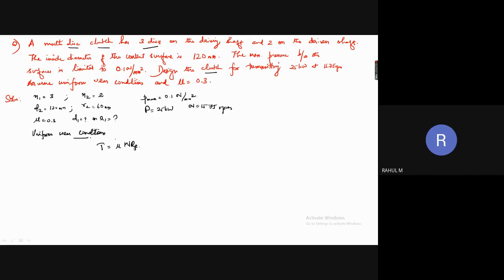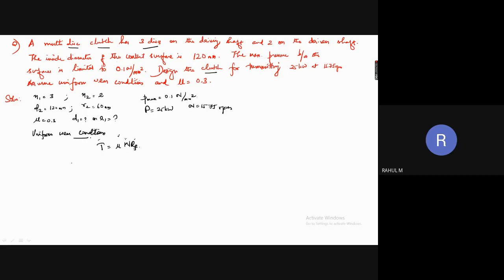The coefficient of friction value, mu, is given, but the axial load value is not given, and the RF value is also not given; you have to find it out. The torque value is also not given; you have to find it from this equation. So we'll start with the torque.